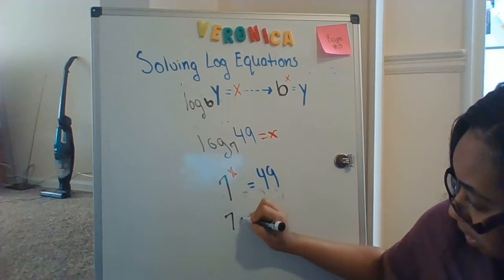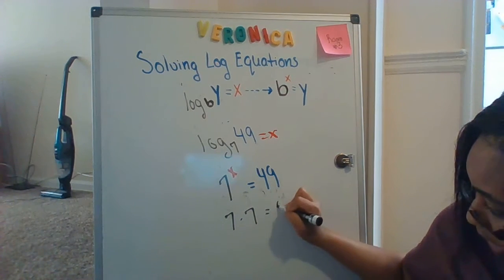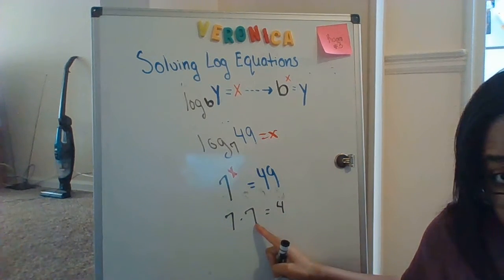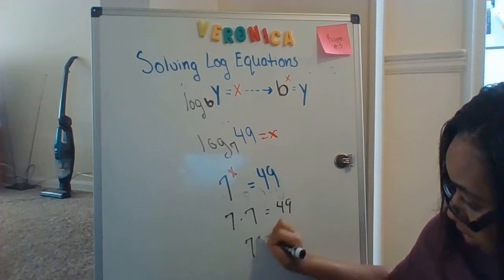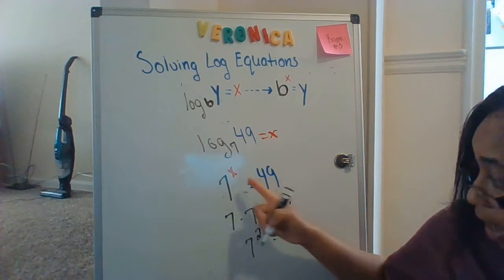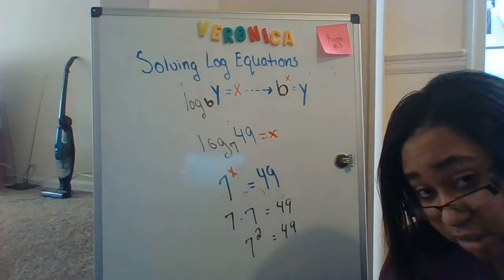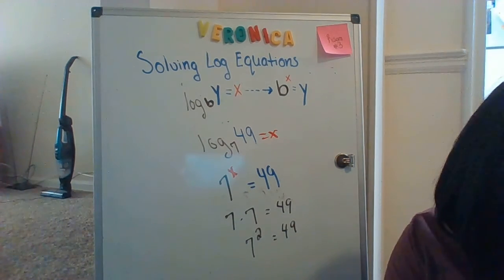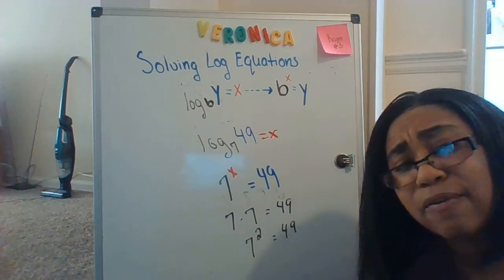I could do 7 times 7, that equals 49, which means there are 2 of them. So that meant 7 to the 2nd is what's equal to 49. So therefore I can tell you automatically, with a little bit of deductive reasoning, that the exponent I'm looking for is a 2.